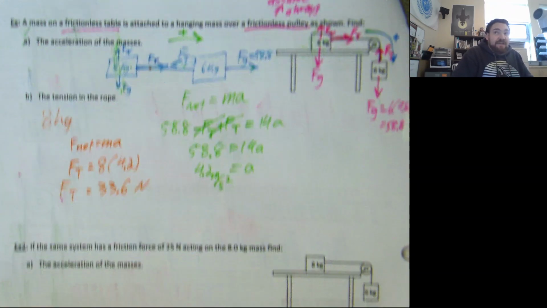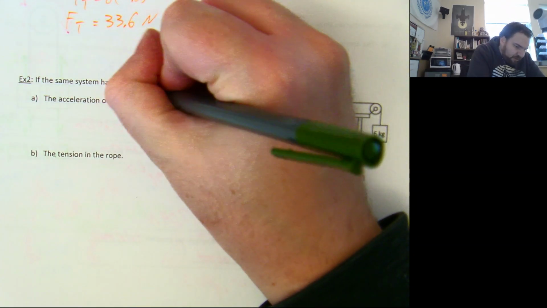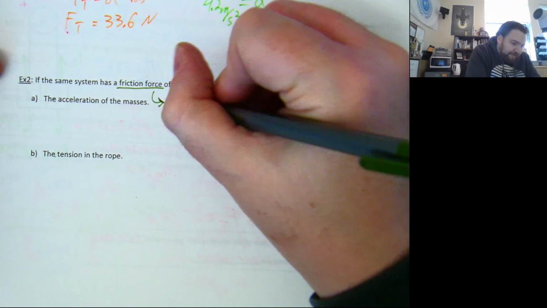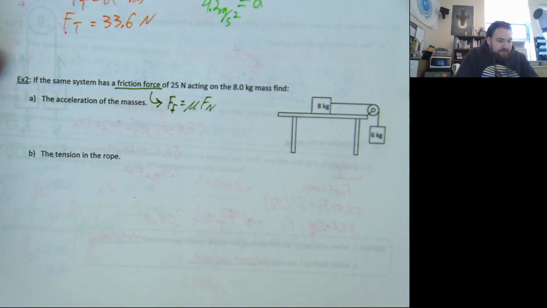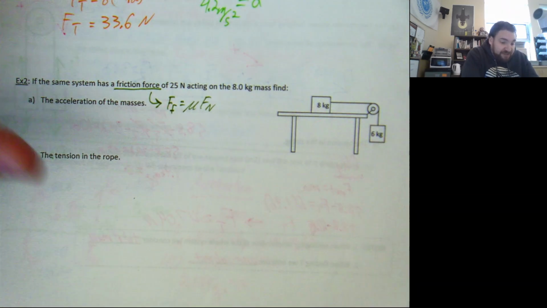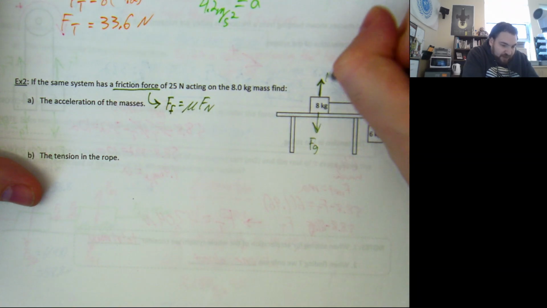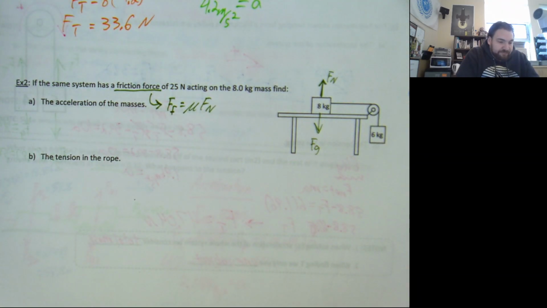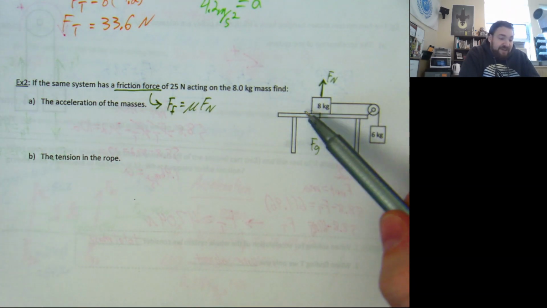Let's look at the same thing again. Look at it two different ways. I've got the same system. There's a friction force of 25 newtons. Now, if you recall, friction force comes from this expression. Force of friction is equal to mu times Fn. In this case, the Fn that we're concerned about is the Fn on the 8 kilogram block. So we've got Fg, we've got Fn. We could calculate these and multiply it by the coefficient of friction.